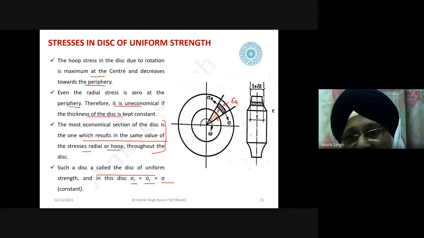So this is at r is equal to 0, that is at ri. So this one is ri, and this is at r0. So finally you will get the value of t0 as this. So you can put this value of a here. So you will get t is equal to t0, a to the power.